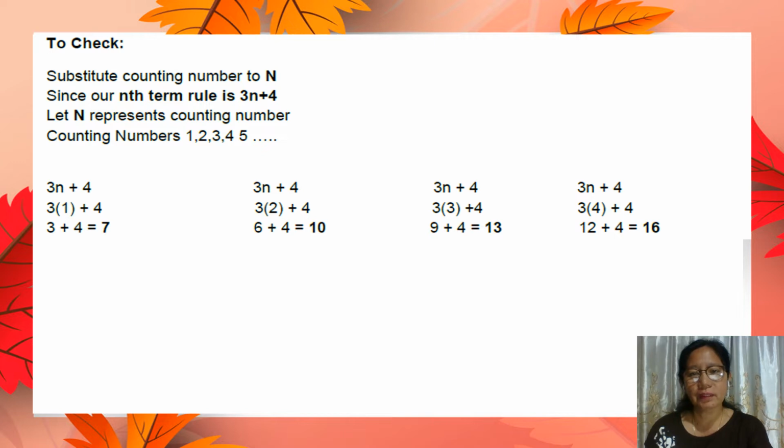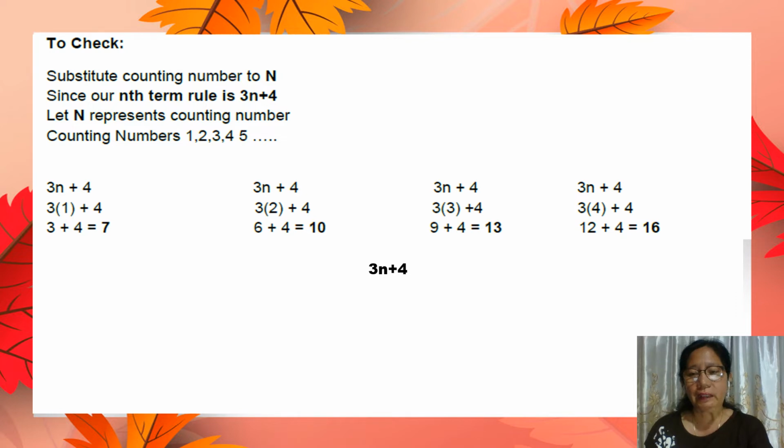If n is equal to 3, 3 times 3 is 9 plus 4, that is 13. If n is equal to 4, 3 times 4 is 12 plus 4, that is equal to 16. So the sequence is 7, 10, 13, and 16. Remember that our nth term rule is 3n plus 4.